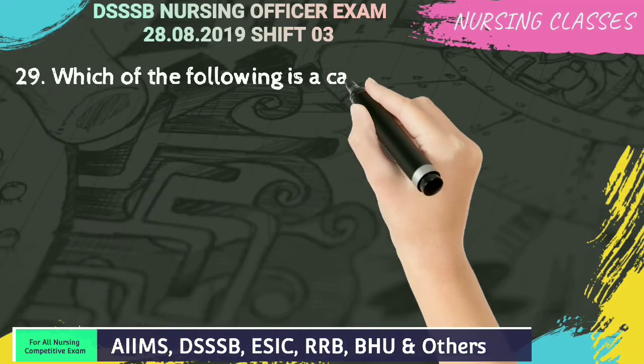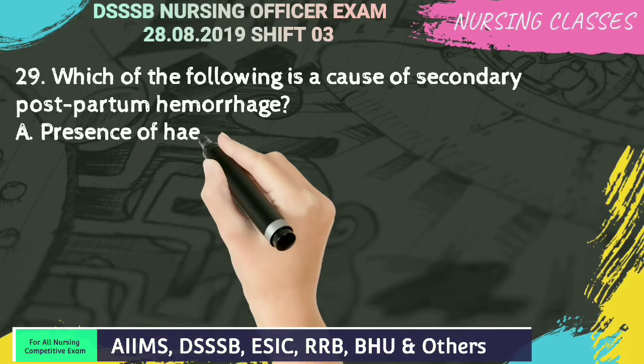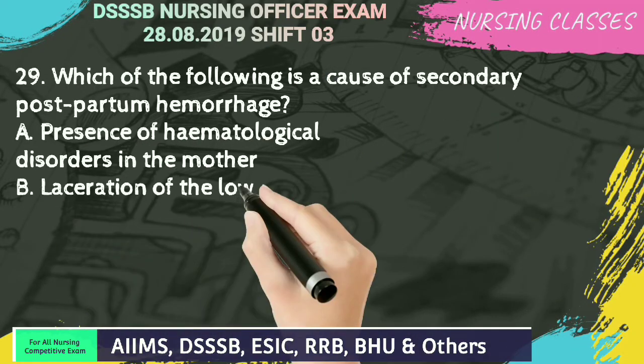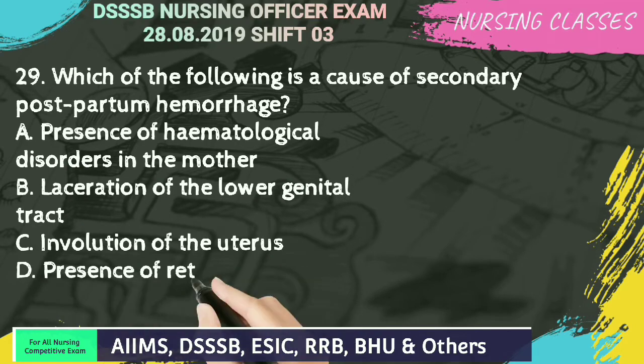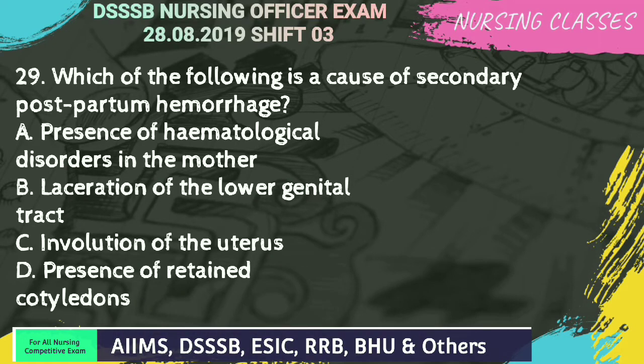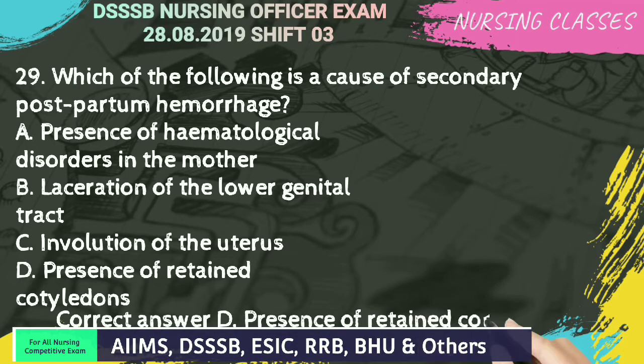29. Which of the following is a cause of secondary postpartum hemorrhage? A. Presence of hematological disorders in the mother. B. Laceration of the lower genital tract. C. Involution of the uterus. D. Presence of retained cotyledons. Correct answer D. Presence of retained cotyledons.